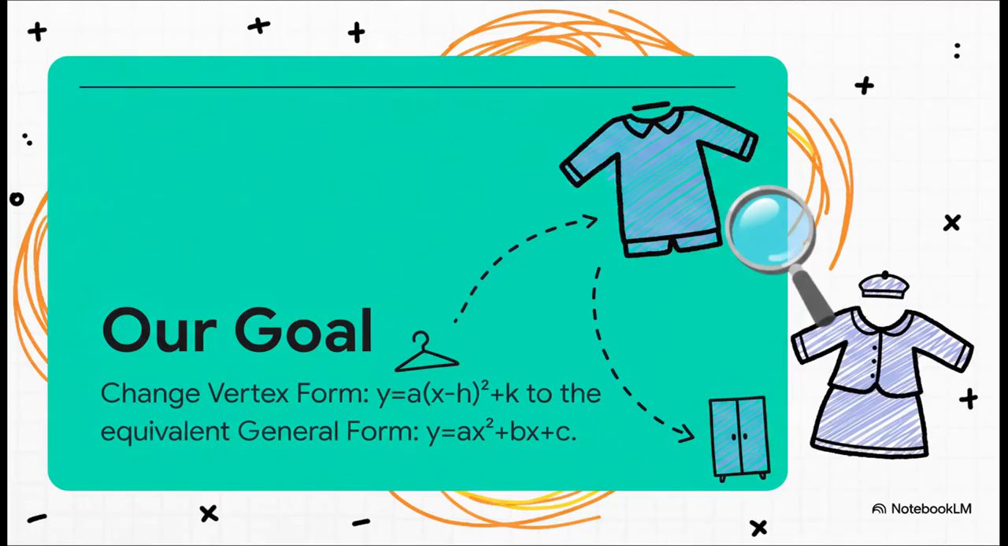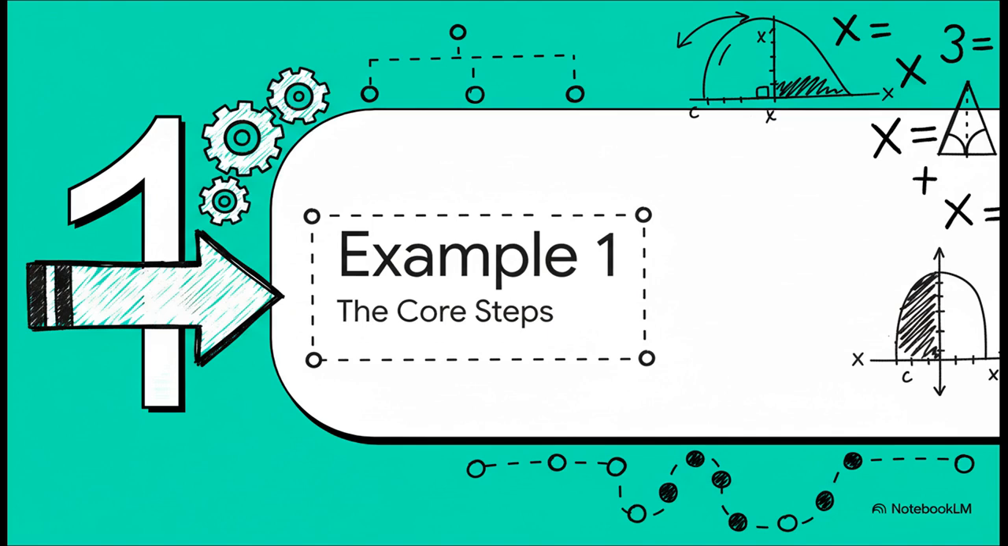So, what's our main goal for today? Well, it's pretty straightforward. We're going to take an equation that's in what we call vertex form and transform it into its general form. Now, you might be wondering, why bother? Well, think of it like an equation changing its outfit. Each form tells us something different and useful, and even though they look totally different, they actually represent the exact same function. All right, let's jump right in with our first example.